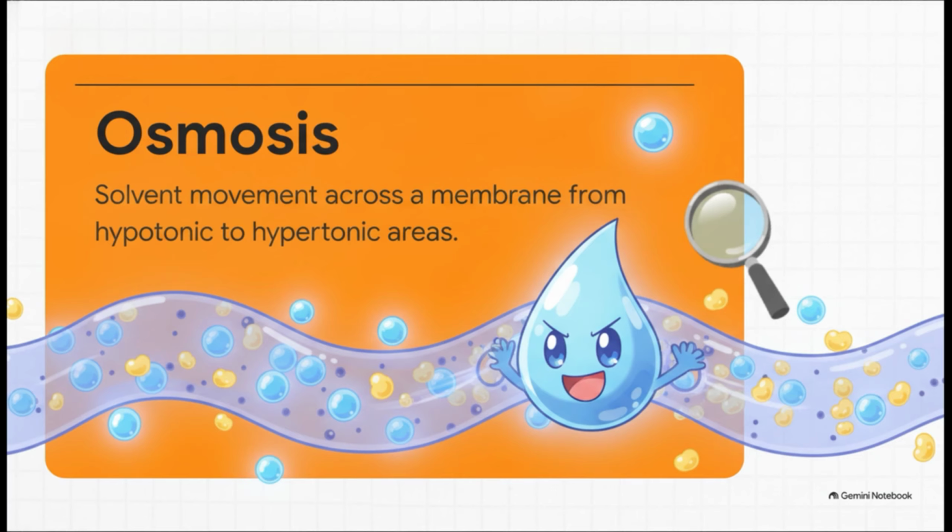Water moves from an area of lower solute concentration, meaning a dilute, hypotonic solution where water is highly concentrated, over to an area of higher solute concentration, a hypertonic solution where there's less pure water and way more dissolved stuff. Just think of water as always trying to dilute the most crowded party. It's going to keep moving across the membrane until the concentrations on both sides are completely equal.